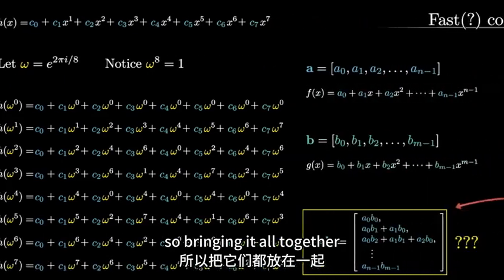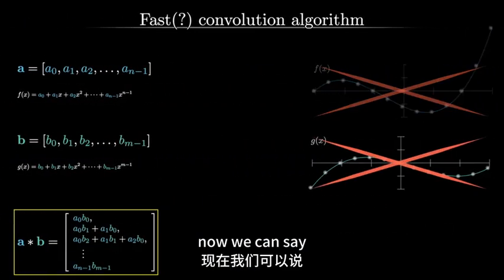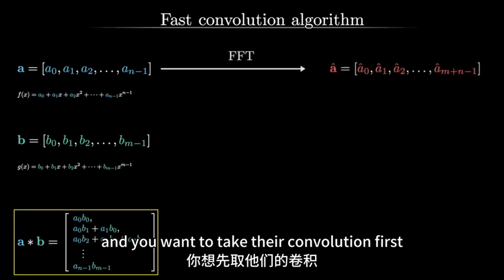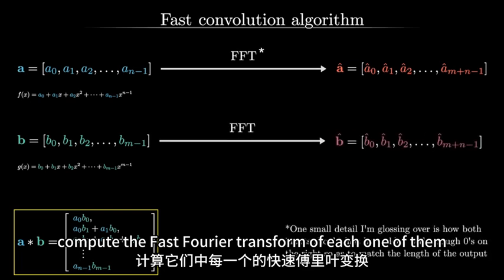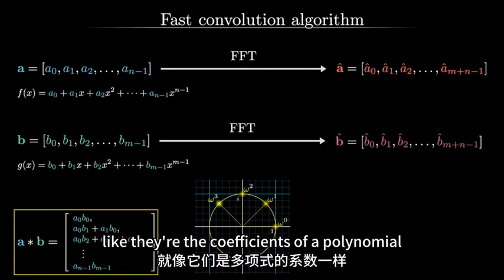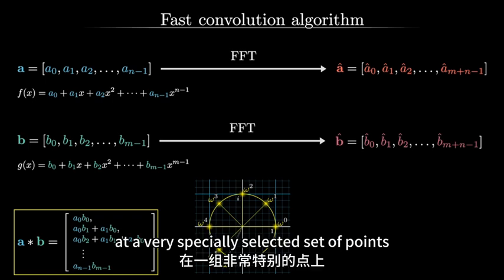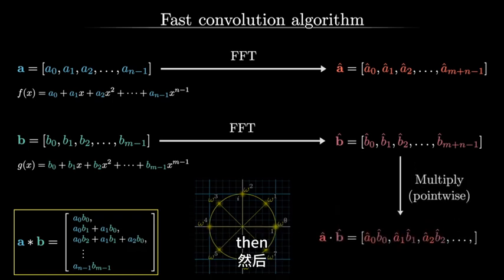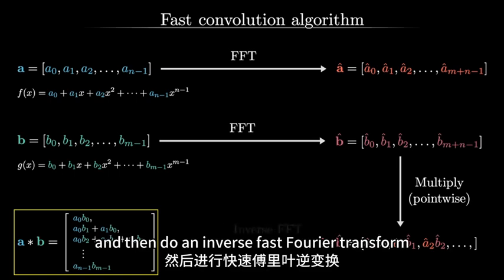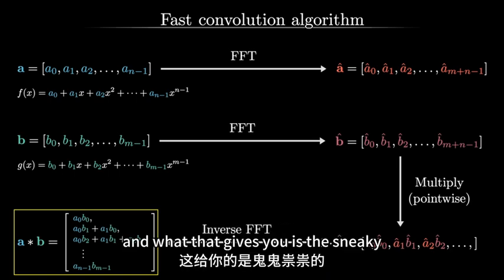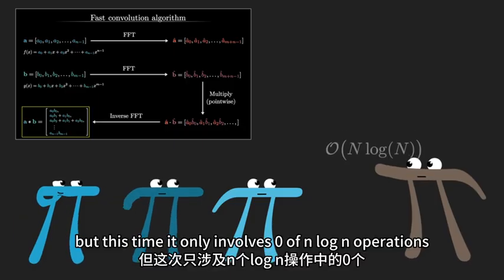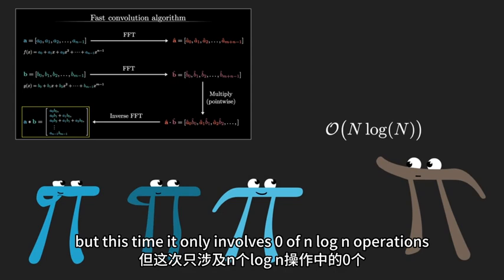So, bringing it all together, let's look back at our algorithm outline. Now we can say, whenever you're given two long lists of numbers and you want to take their convolution, first, compute the fast Fourier transform of each one of them, which in the back of your mind you can just think of as treating them like they're the coefficients of a polynomial and evaluating it at a very specially selected set of points. Then multiply together the two results that you just got, pointwise, which is nice and fast, and then do an inverse fast Fourier transform, and what that gives you is the sneaky backdoor way to compute the convolution that we were looking for, but this time it only involves O of n log n operations.